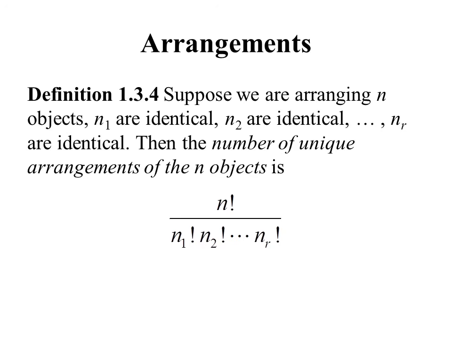Now, our last type of counting problem isn't one where we're necessarily choosing objects from a larger group. All we're doing is rearranging different objects. So suppose we are arranging n objects, where n1 of them are identical, n2 of them are identical, and so forth. Then the number of unique arrangements of the n objects is given by this formula: n factorial divided by n1 factorial times n2 factorial up to nr factorial.